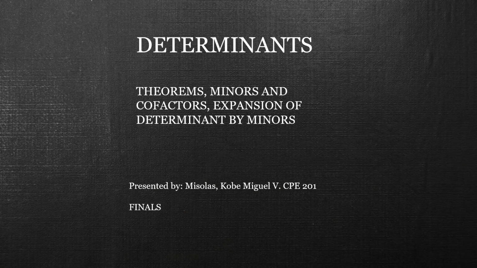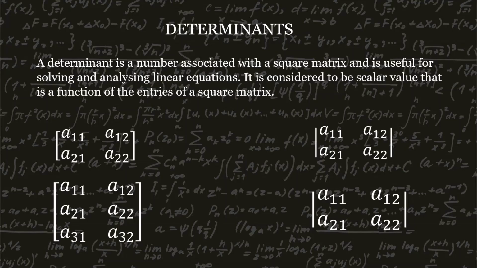So for this video, I'll be discussing determinants, its theorems, minors, and cofactors, expansion of determinants by minors. For a brief introduction of determinants, a determinant is a number associated with a square matrix, and is useful for solving and analyzing linear equations. It is considered to be a scalar value that is a function of the entries of a square matrix.